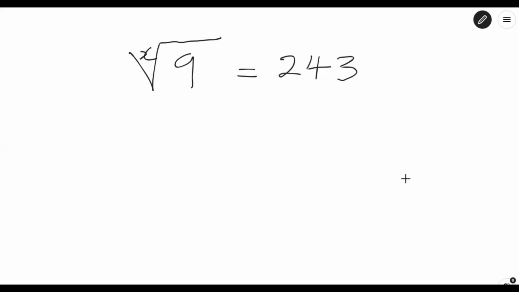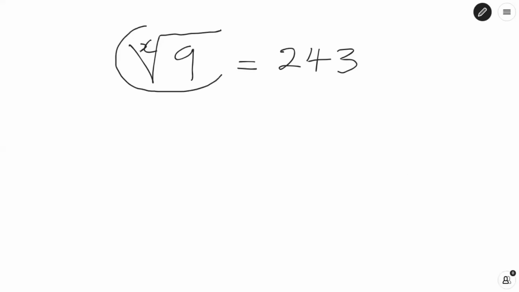Our equation is the x root of 9 is equal to 243. And we need to find the value of x. Okay, to find x, first, we need to write this in index form or power form. So we need to write down the x root of 9 in power or exponential form.